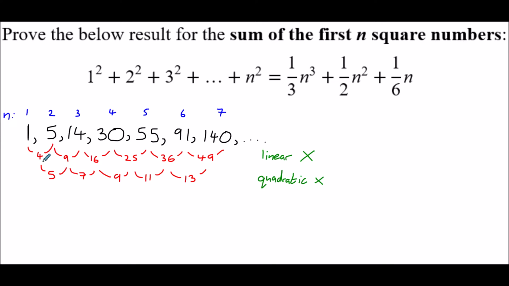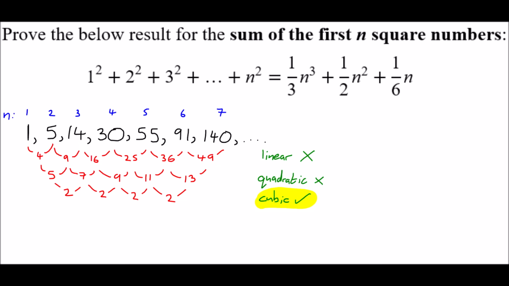However, if we do the gaps of the gaps of the gaps, the gap between 5 and 7 is 2. Between 7 and 9, that's a gap of 2. From 9 and 11, that's a gap of 2. You can see now the gaps of the gaps of the gaps are constant. So it's not linear, it's not quadratic. We've now got the gaps of the gaps of the gaps are constant. Therefore, we know this sequence is cubic. So we're looking for a cubic sequence.